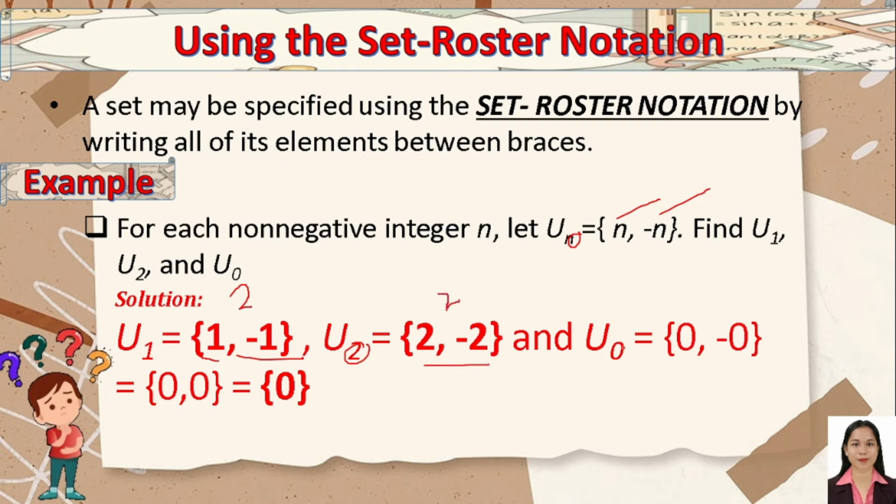And for U sub 0, we have 0 and -0, and we all know that wala namang negative na 0. So that is equivalent to 0 lang. So as you can see, dalawang nauulit na number, so therefore, the elements of U sub 0 is only 0 or the number of elements is only 1. So, 1 lang yung element niya. Kasi walang negative na 0. Okay?